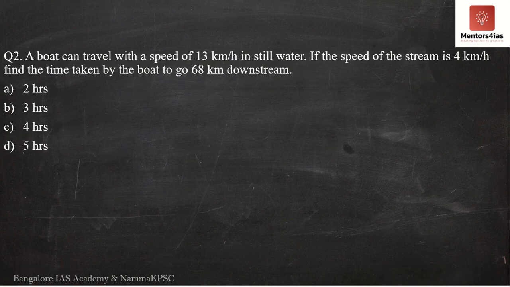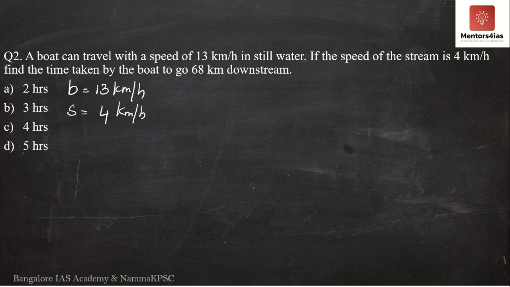Question number 2. Now, question number 2 says a boat can travel with a speed of 13 kilometers per hour in still water, meaning B is equal to 13 kilometers per hour. If the speed of the stream is 4 kilometers per hour, so S is equal to 4 kilometers per hour, find the time taken by the boat to go 68 kilometers downstream.